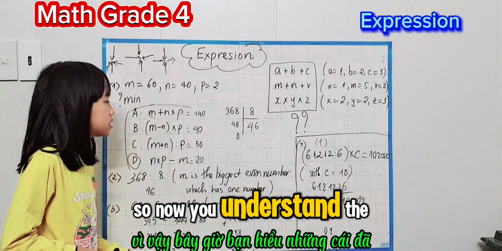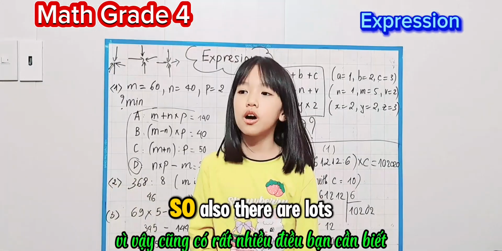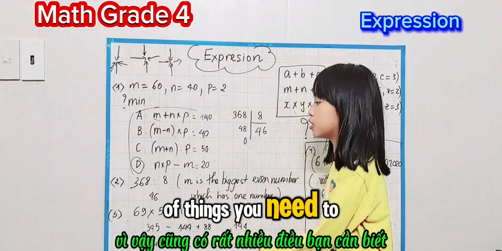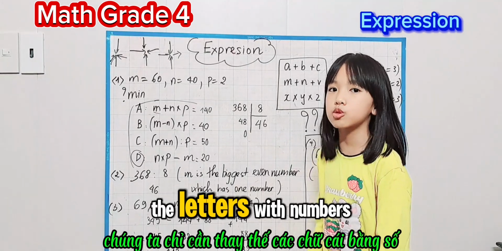So now you understand the ones we did. Also, there are lots of things you need to know too. We just need to replace the letters with numbers.